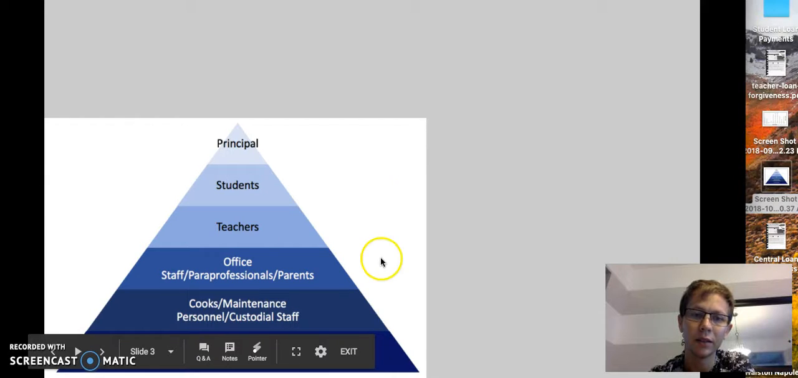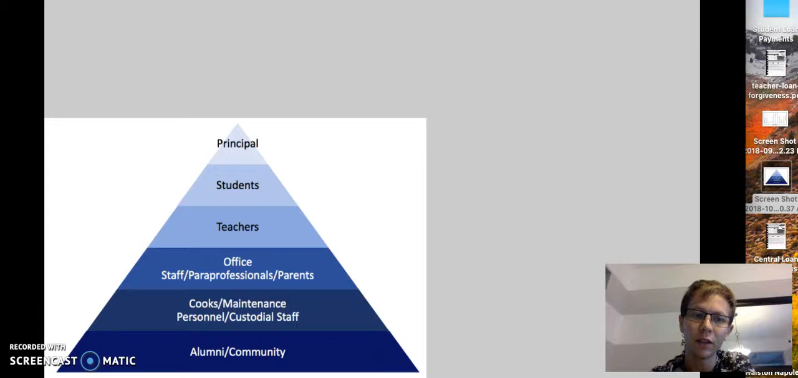This is my hierarchy, kind of a pyramid. I debated on having principal or students at the top. I'm not going to be a principal, I'm going to be honest. I don't want to be a principal, but I do other things for leadership within my school. So I went with principal at the top.